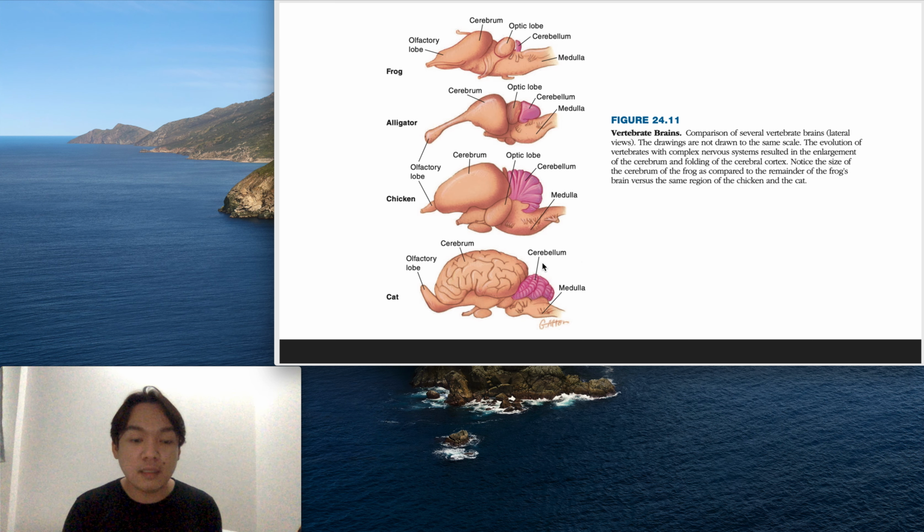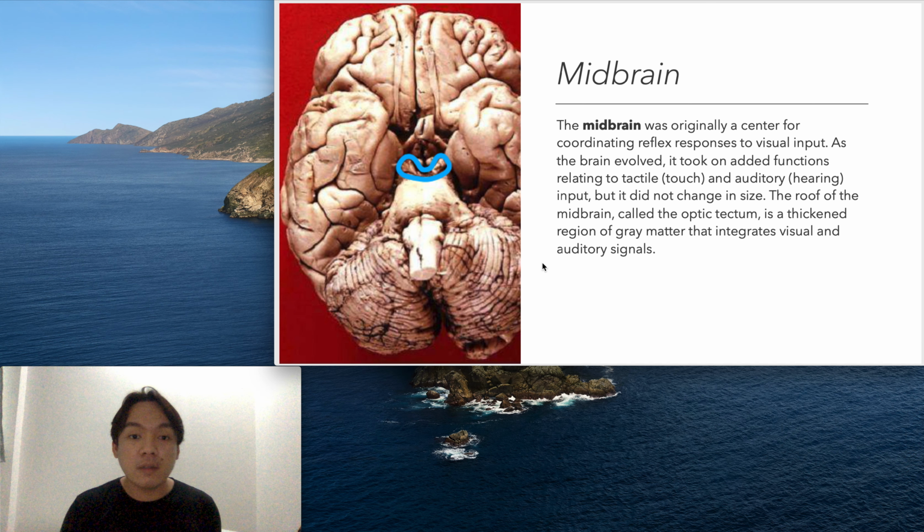So it developed and grew; it experiences growth as you go ahead with mammals. The midbrain is originally the center for reflex and responses to visual input. It also added functions as it evolved. So we have tactile, auditory, and it does not change in size. The roof of the midbrain is called the optic tectum, which is a thickened region of gray matter and integrates visual and auditory signals.